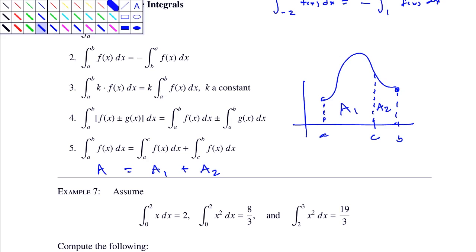You can pick any point to split this up. What's interesting is the C point that we picked to split it up doesn't have to be between A and B. You could pick C out here, and this result still works.